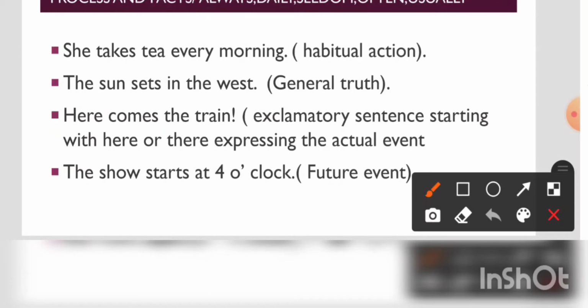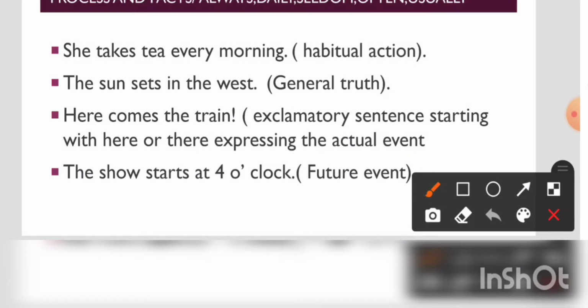For example, what is your routine? I go to school every day. This is my routine. What is the universal truth? The sun rises in the east. This is a universal truth. Habitual action. My father goes for a walk every day. Process, your water cycle. And facts. Scientific facts. Water boils at 100 degrees Celsius. So they are expressed in present simple tense.